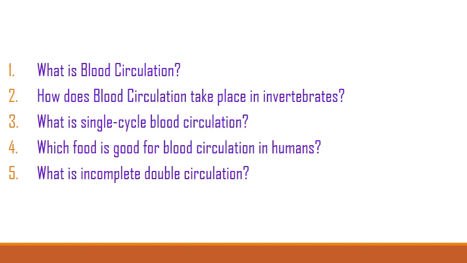These are the questions that arise from this chapter. What is blood circulation? How does blood circulation take place in invertebrates? What is single cycle blood circulation? Which food is good for blood circulation in humans? What is incomplete double circulation? We will meet in tomorrow's lecture.